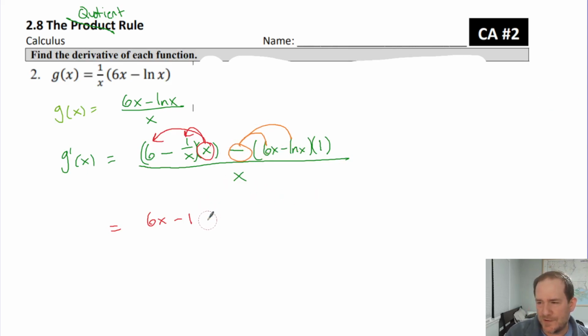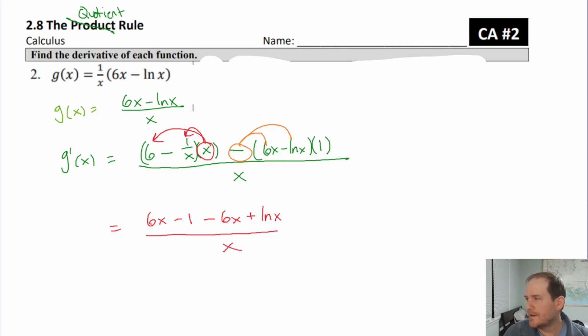So when I do distribute that, I'll get a minus 6x, then I'll get a plus 11x. I'll get a plus ln of x. And then the 1 is nothing, but this will be all over x. And you'll pretty quickly notice that 6x and negative 6x actually just cancel out. So it looks like we're getting an ln.